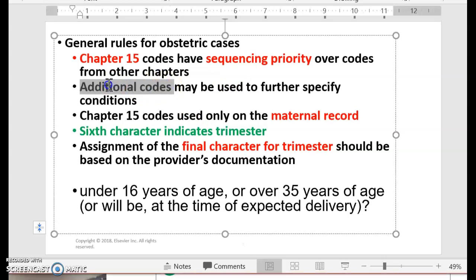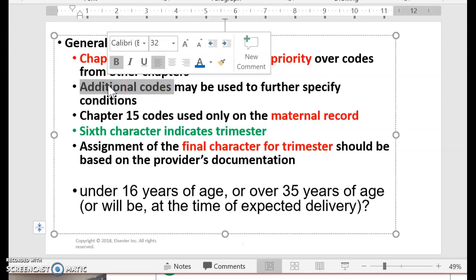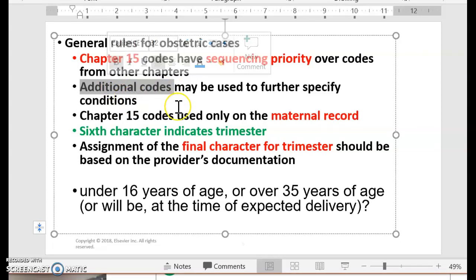Let's say the patient has some kind of fracture. We can code for the fracture, but there is also a code that will be from chapter 15 that is already giving you the code for the fracture, but additional codes for certain other things that are not associated with pregnancy can be used here.